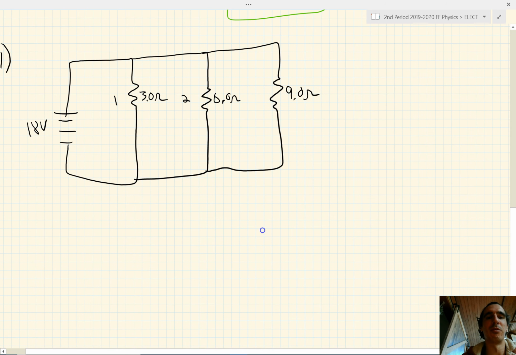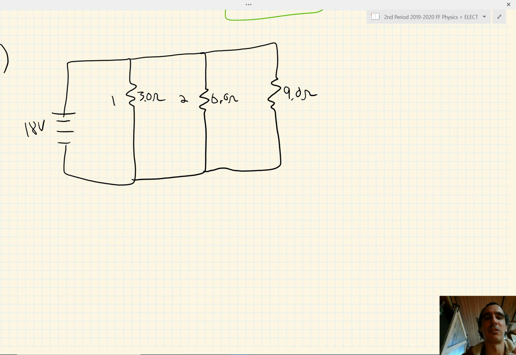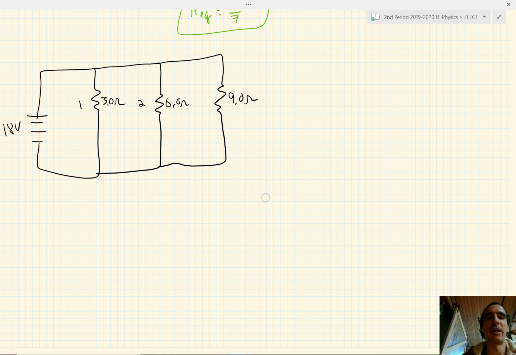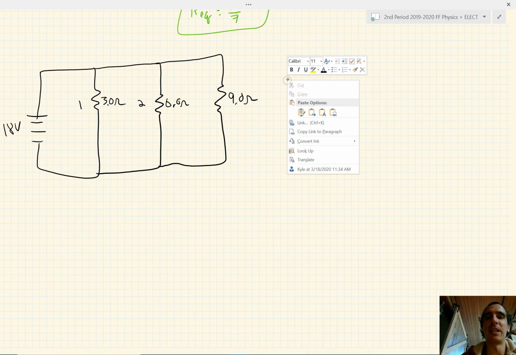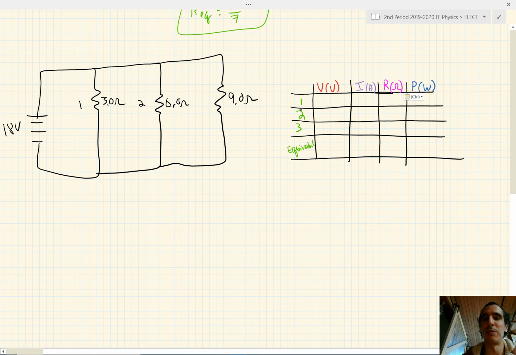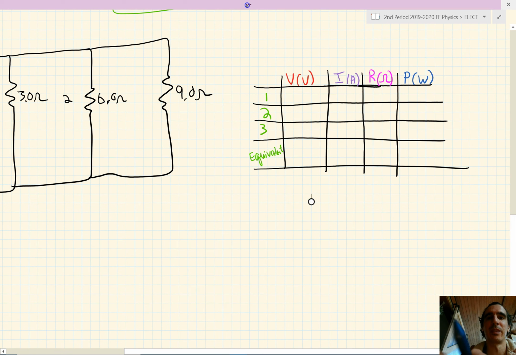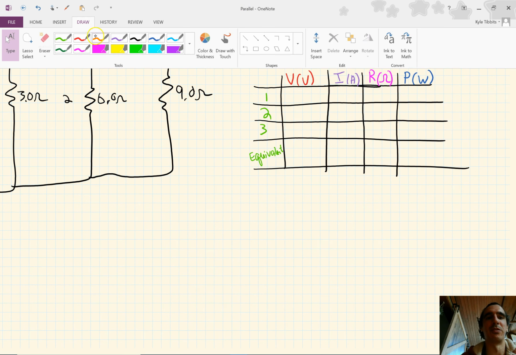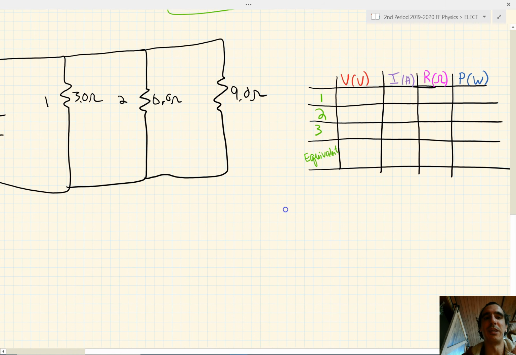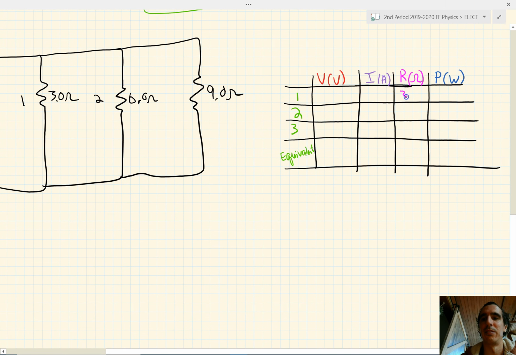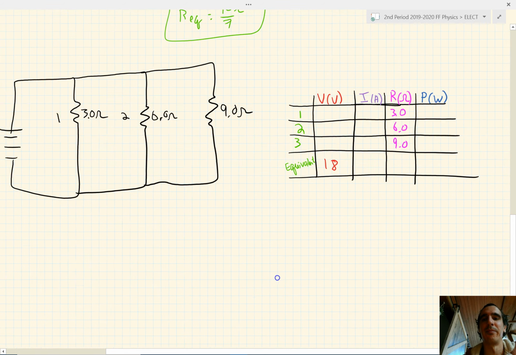And like before, like the last question, before we look at the questions, let's make a VERP diagram. Fill in everything that we can. So we just copy and paste your VERP. We'll fill in all the given information first. So we know each individual resistor, 3 ohms, 6 ohms, 9 ohms. And the equivalent, the total potential difference is an 18-volt battery.